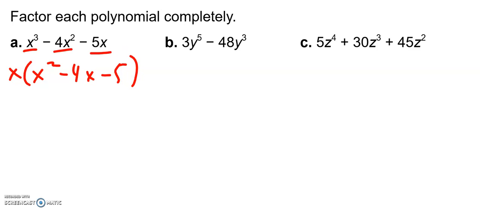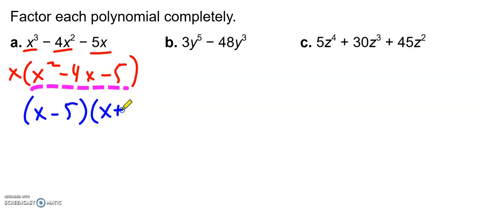Now, notice that what I'm left over with is something that we've factored before, right? And so in this case, I notice that there's 3 terms. And so I can think about, well, what multiplies to negative 5, but adds to negative 4. And so that's going to be x minus 5 and x plus 1. Because negative 5 times 1 is negative 5, and negative 5 plus 1 is negative 4. Now don't forget, this x at the beginning, that's still there, right? So this is my answer.